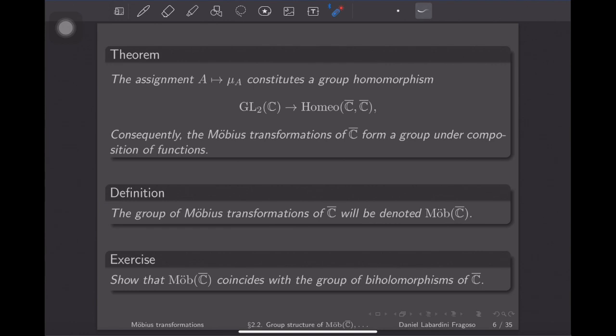With respect to that Riemann surface structure of C bar, we define the notion of holomorphism. So the exercise here is to show that it's precisely the Möbius transformations arising from 2 by 2 invertible matrices that are the holomorphic maps from C bar to C bar which are bijective and whose inverse is holomorphic.